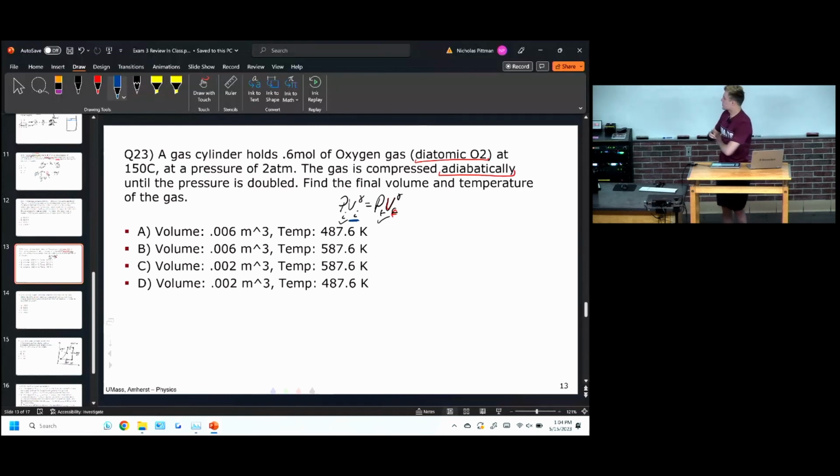How might you get V initial? Well, let's try what's worked every time. Let's try the ideal gas law and see if we have enough. We have N, T, and P, so we can definitely find V at the beginning.